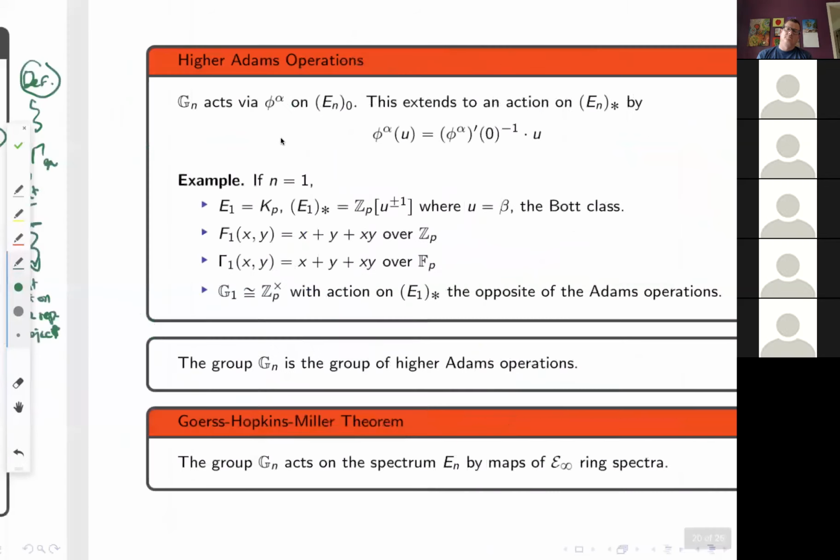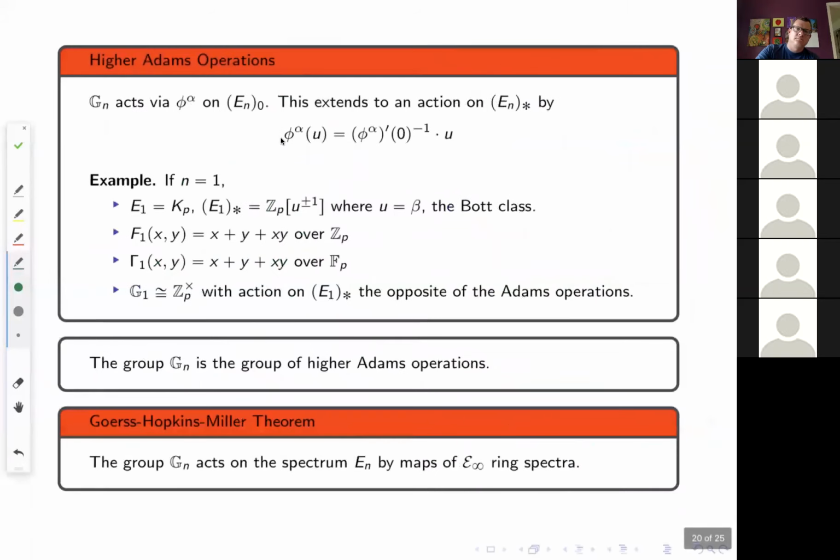That's why it's choice independent, okay? And the way that Gn acts on En star, it acts via phi alpha. So alpha goes to phi alpha, and that's the action of Gn on En star, okay? So that's the hands-on way to understand how Gn acts on En0.